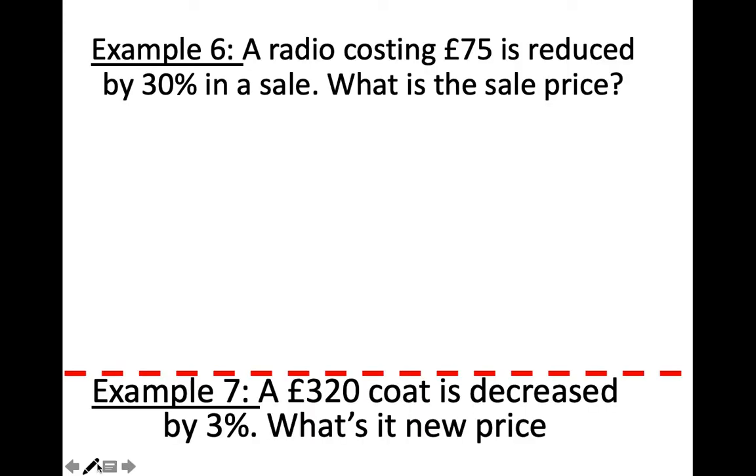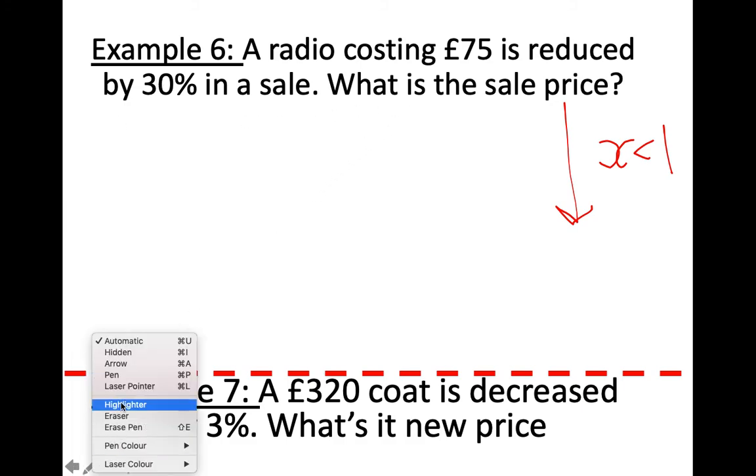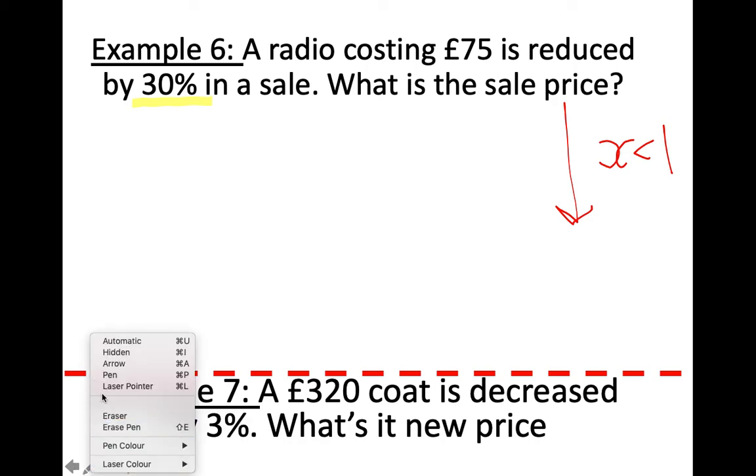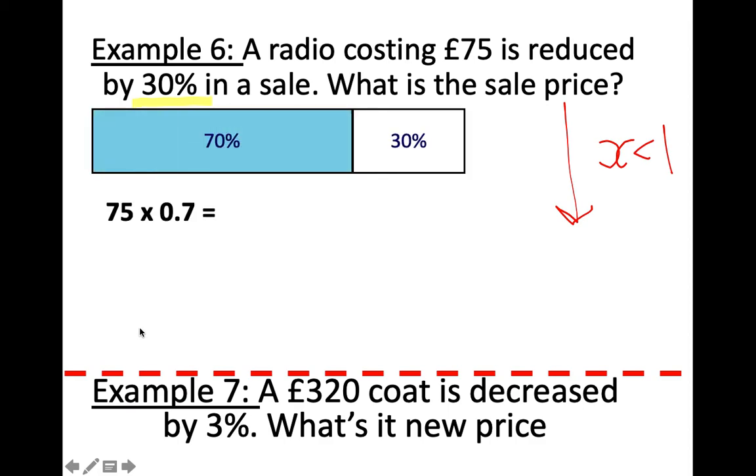Now we're going to do a reduction. So before I said if it was an increase question, it was greater than 1. But now because it's a reduction question, the percentage multiplier needs to be less than 1. And that is a general rule that will always work. So this time we are going to be focusing on the percentage reduction. And the percentage reduction this time is 30%. So we're going to think about 100%, and this time let's take off 30% rather than add it on.